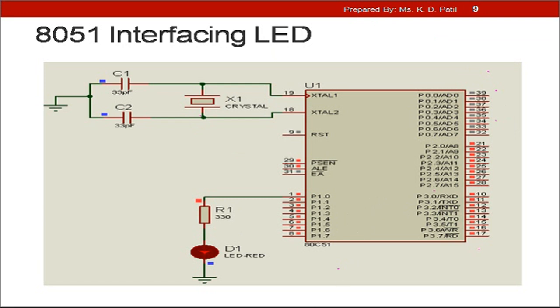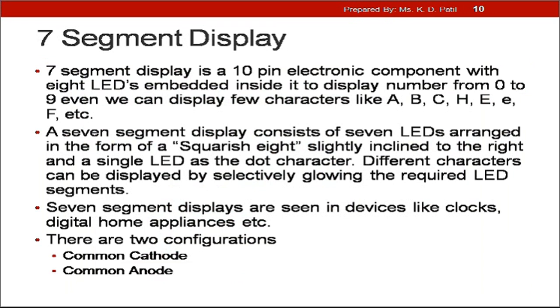Let us move towards the interfacing of the 8051 microcontroller with a 7-segment display. Now, what is a 7-segment display? A 7-segment display is a 10-pin electronic component with 8 LEDs embedded inside it to display a number from 0 to 9, or you can display different characters, like a few characters such as A, B, C, H, E, lowercase e, F, etc.